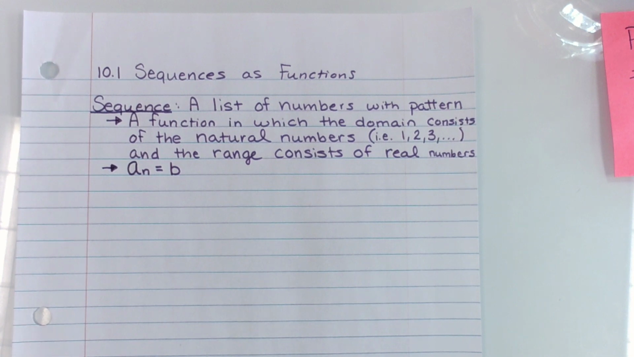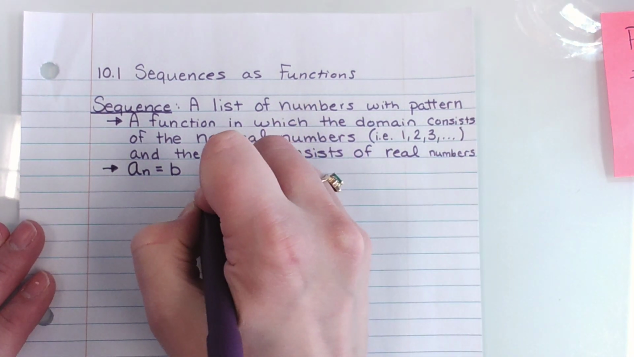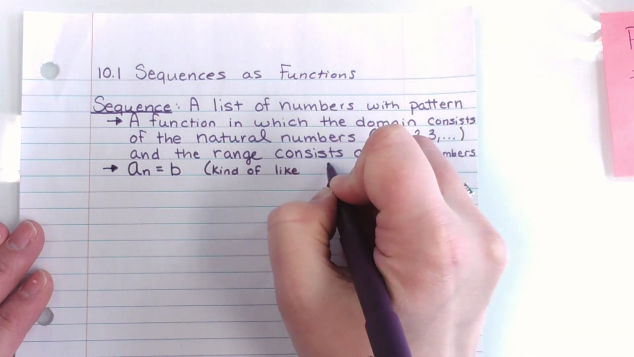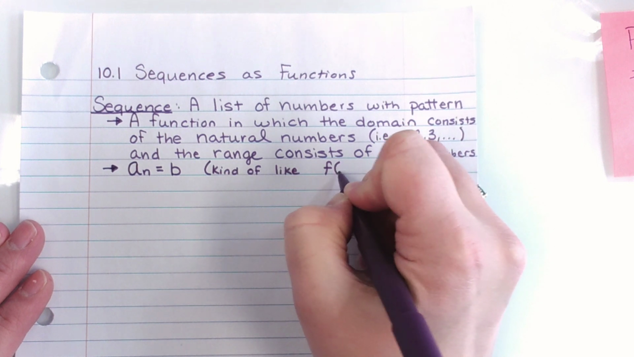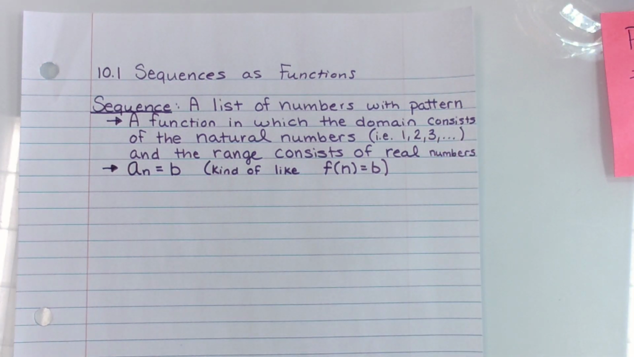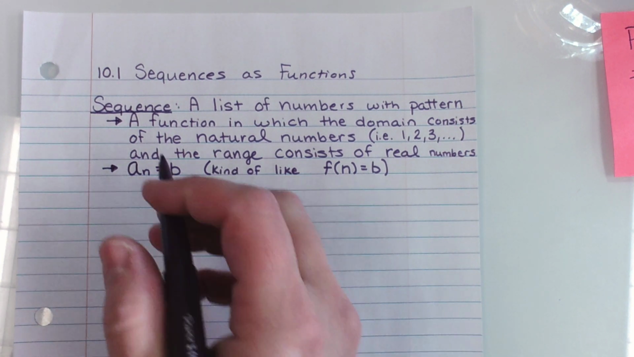This notation here is kind of like f of n is equal to b. The a is kind of that function notation piece, just like the f is the function notation piece. The n is the number you put into it. In our sequence situation, that n is the position. And the b is the output. It's the number actually in the sequence. So to break this down a little bit.